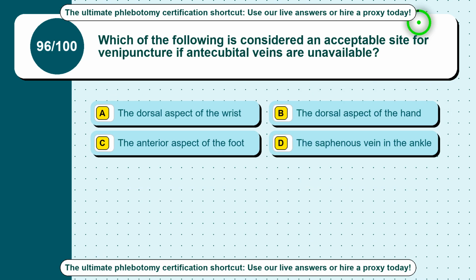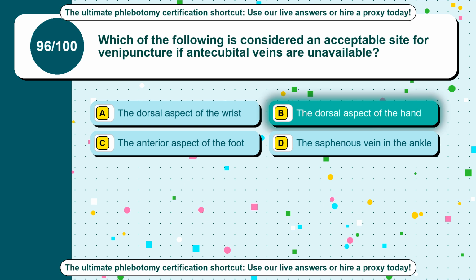Question 96. Which of the following is considered an acceptable site for venipuncture if antecubital veins are unavailable? Option A, the dorsal aspect of the wrist. Option B, the dorsal aspect of the hand. Option C, the anterior aspect of the foot. Option D, the saphenous vein in the ankle. The correct answer is option B, the dorsal aspect of the hand.